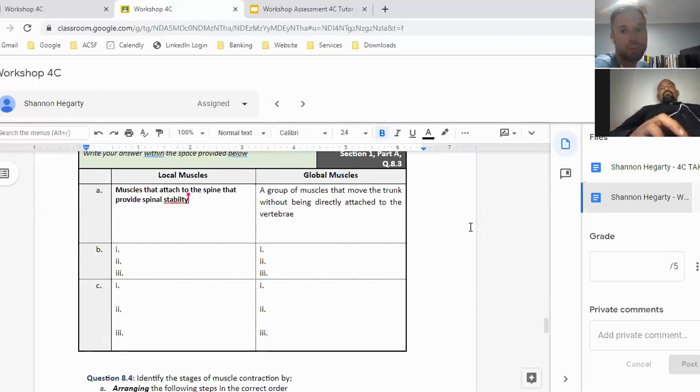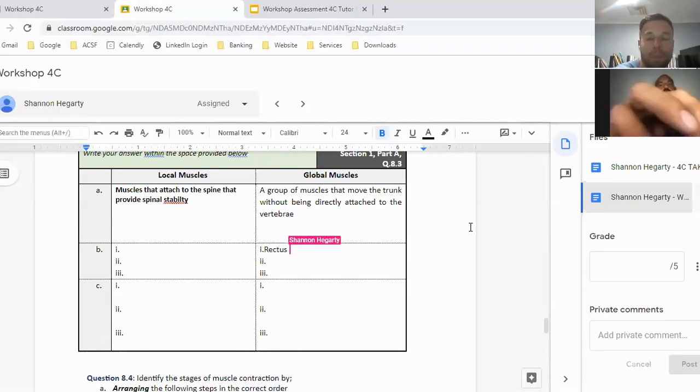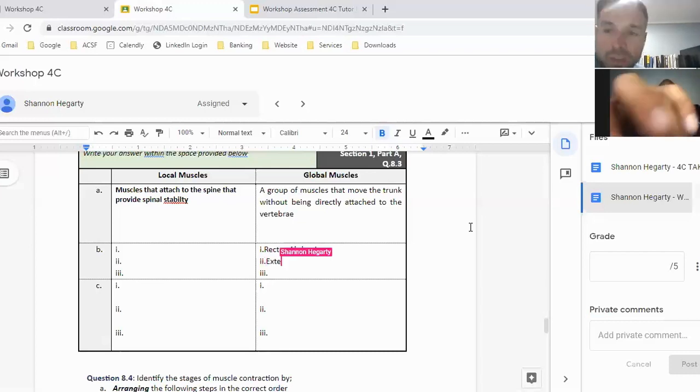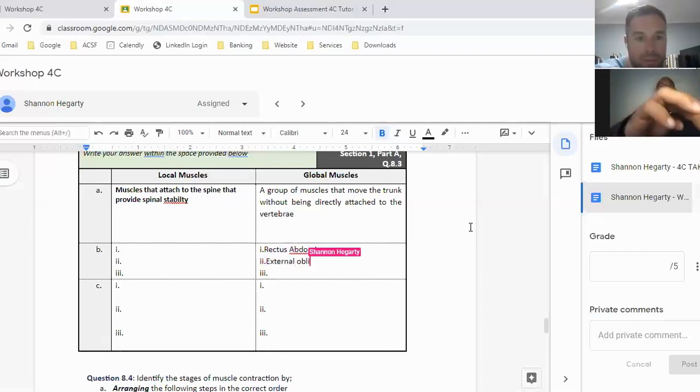So let's start with the global muscles. What are some of the big muscles attached to our trunk, our big abdominal muscles that help to move the spine? Rectus abdominis would be one. Yep, that's global, because it moves the trunk, but it's not attached to the spine. What would be another one? What muscles provide rotational movements of the trunk? Like obliques. Yeah, external obliques, like Russian twists and twisting ball slams and all that sort of stuff. And what might be a third one?